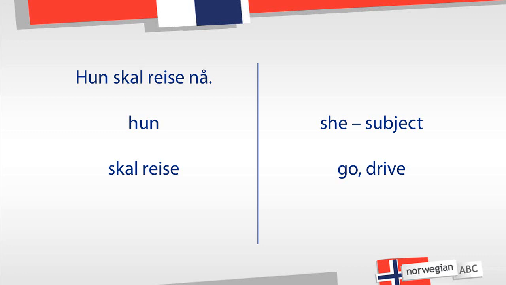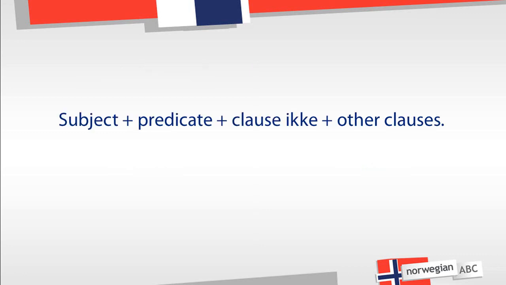Do you remember the negative sentences? Yes, the ones with the clause ikke. Word order in the principal negative sentence is as follows. Subject plus predicate plus clause ikke plus other clauses.